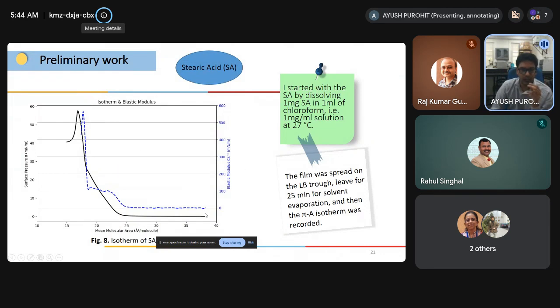And after that, we compress the barrier with the help of the feedback mechanism at 5 per minute. The graph is like this. This black graph is the isotherm graph, that is the surface pressure isotherm, and this blue graph is the elastic modulus. Elastic modulus tells about the stiffness of the uniform layer that is organized at the air-water interface.